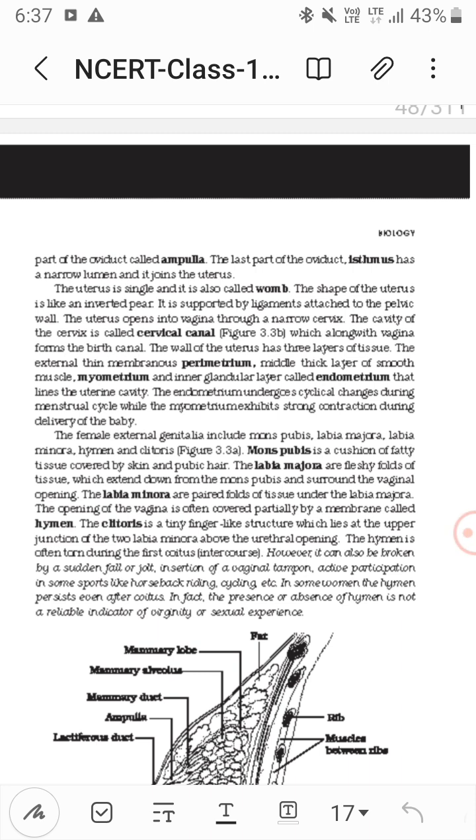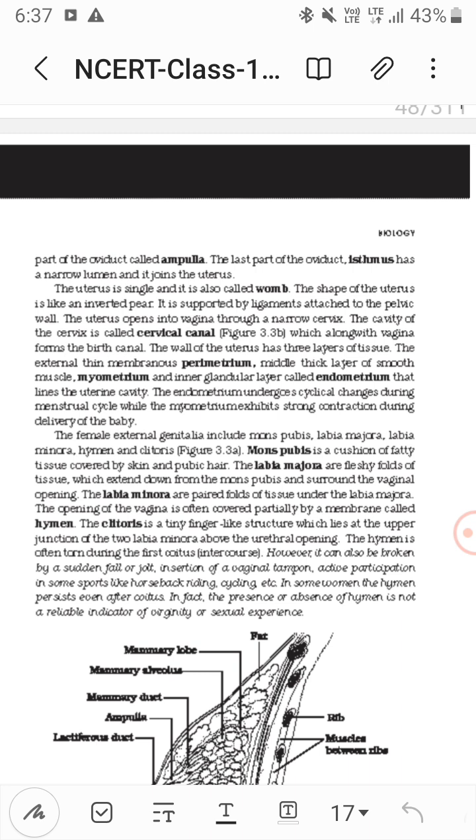The wall of the uterus has three layers. Perimetrium is the outside one. The middle one, the myometrium, is a thick layer of smooth muscle that goes into contraction, with oxytocin and all that. The inner layer is glandular, that is the endometrium, which lines the uterine cavity. The endometrium undergoes cyclic changes during the menstrual cycle, while the myometrium exhibits strong contraction during the delivery of the baby.